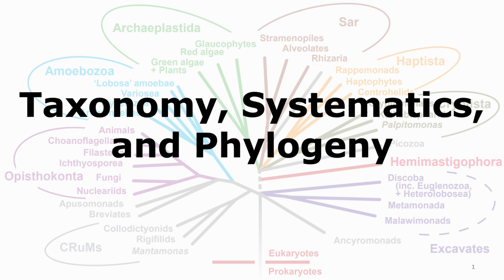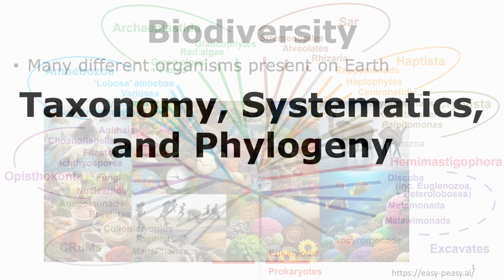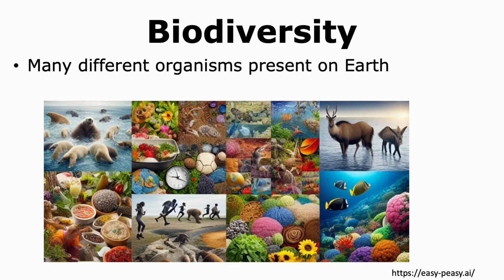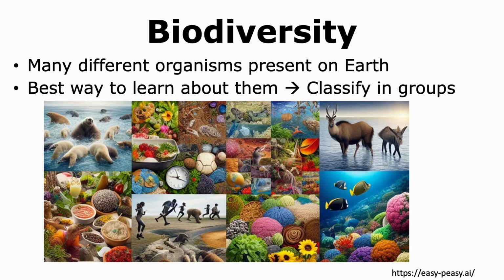In this talk, we're going to learn about taxonomy, systematics, and phylogeny. There is immense biodiversity on Earth. We can see many different types of organisms, and these organisms come in a variety of sizes and shapes. In order to study them and learn about them, the best way to accomplish this is to classify them into groups.